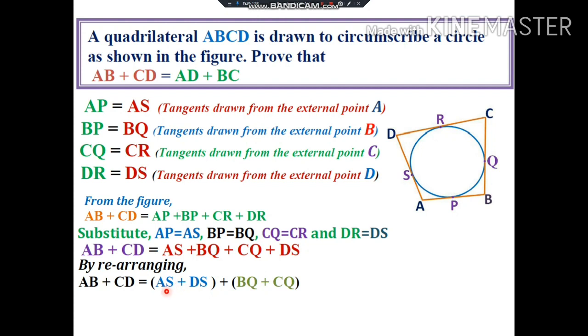Now from the figure, what is AS plus DS? AS plus DS, adding these two parts, we get the whole length AD. Similarly, what is BQ plus CQ? BQ plus CQ means adding these two parts, we will get BC. So write that from the figure, AB plus CD is equal to AD plus BC. This is what we have to prove. Dear children, AB plus CD is equal to AD plus BC. So we have proved AB plus CD is equal to AD plus BC.